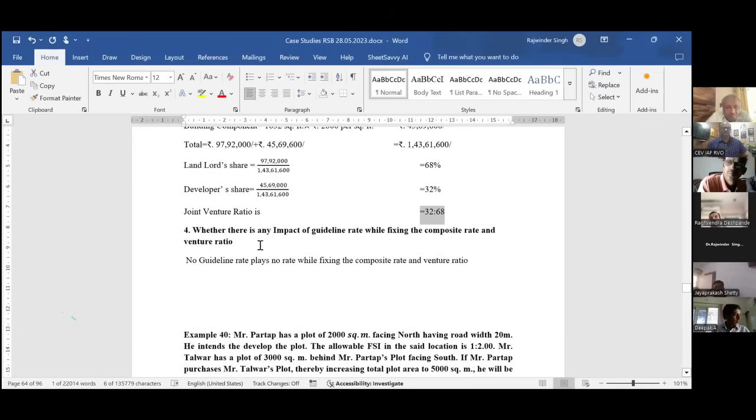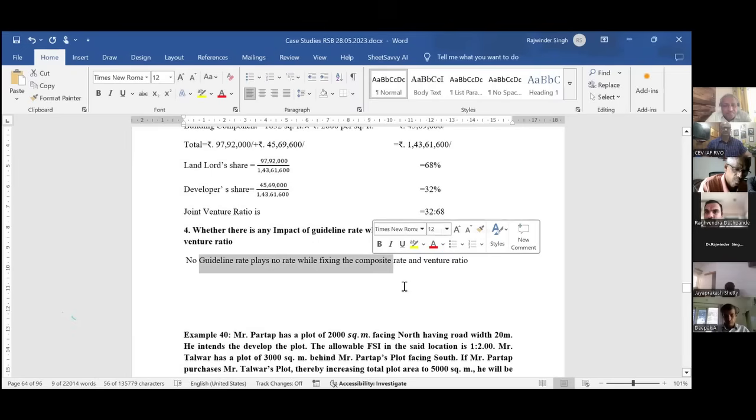And then whether there is any impact on the guideline while fixing the composite rate and joint venture ratio. No, guideline rate has no impact on fixing the rate for joint venture.